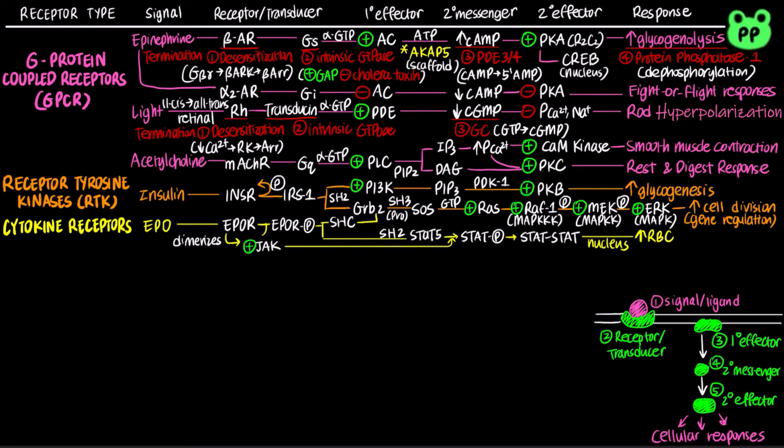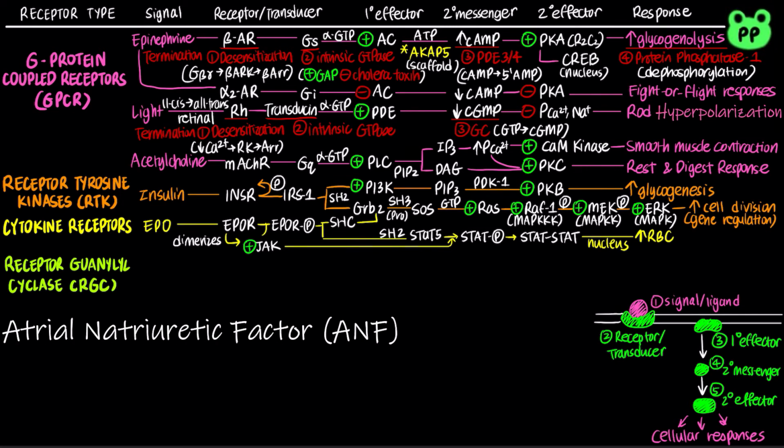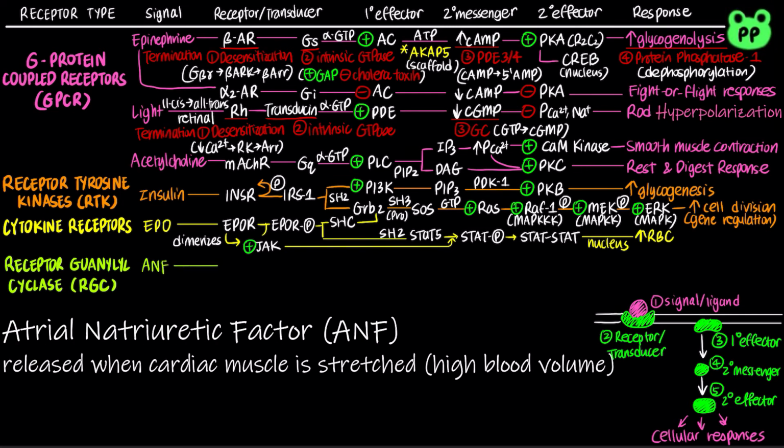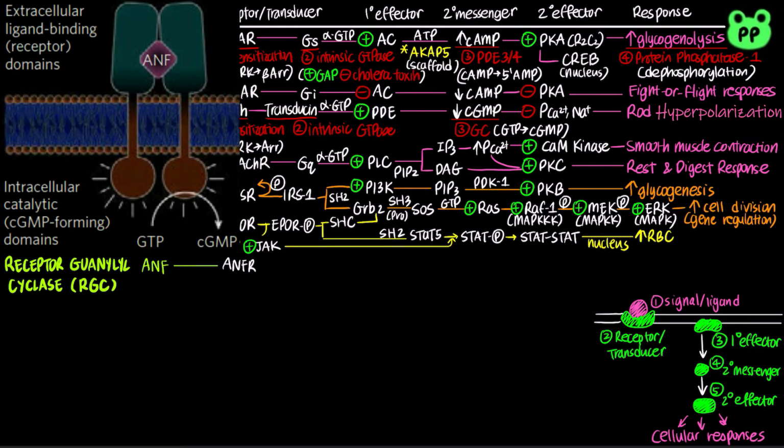The fourth major class of signal receptors is receptor guanylyl cyclase, abbreviated as RGC, which are receptors with intrinsic guanylyl cyclase that converts GTP to the second messenger cyclic GMP, or cGMP. In the kidney, receptor guanylyl cyclase is activated by the peptide hormone atrial natriuretic factor, abbreviated as ANF, which is released by cells in the cardiac atrium when the heart is stretched by increased blood volume. ANF activates the receptor guanylyl cyclase known as ANF receptor, located in the collecting ducts of the kidney.